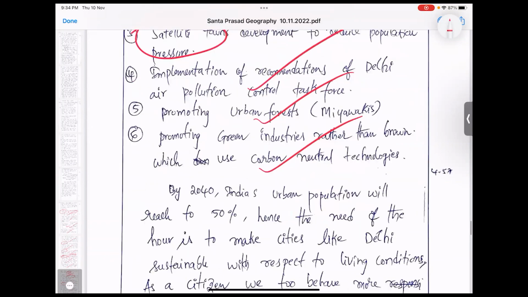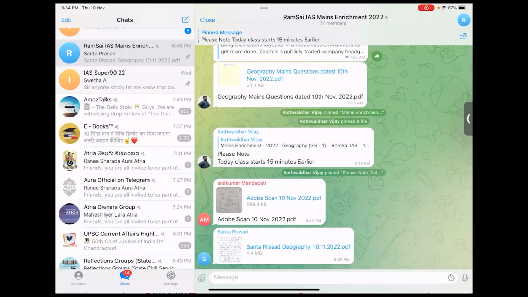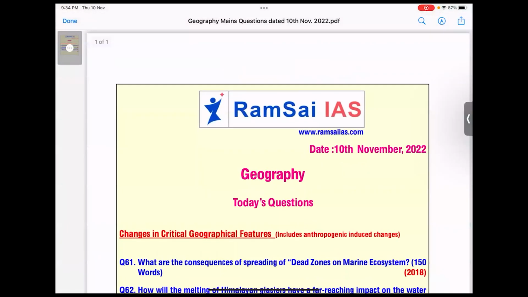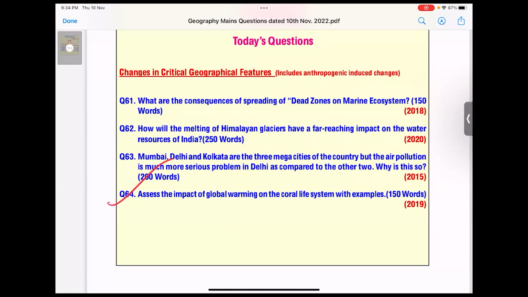Okay. Good. See the last question. Assess the impact of global warming on coral life system with examples.